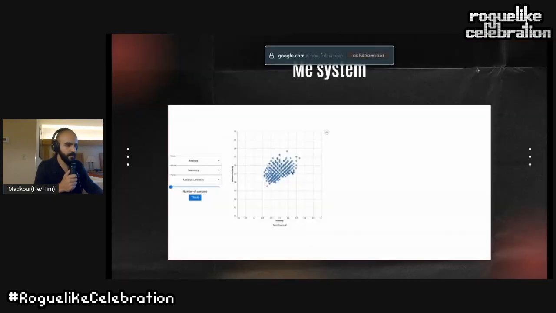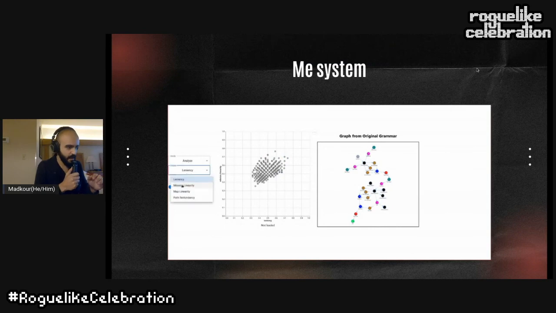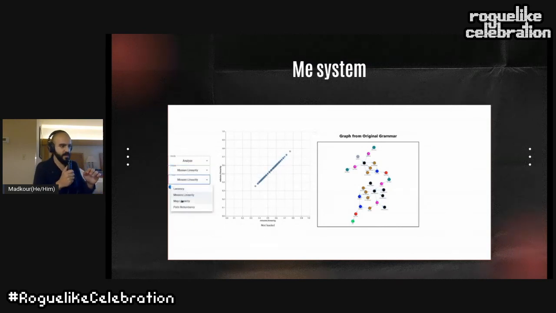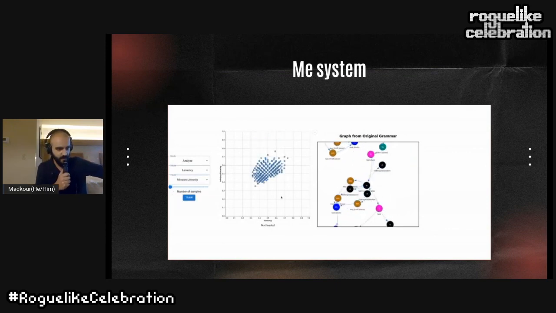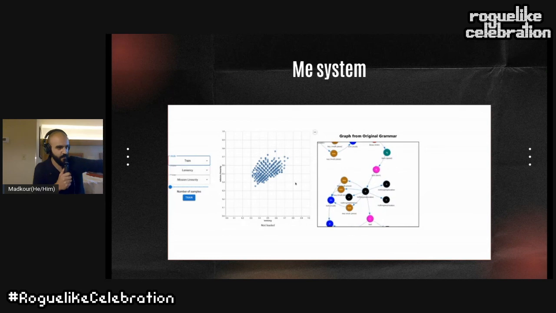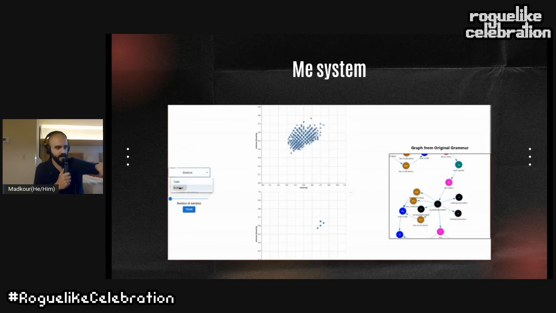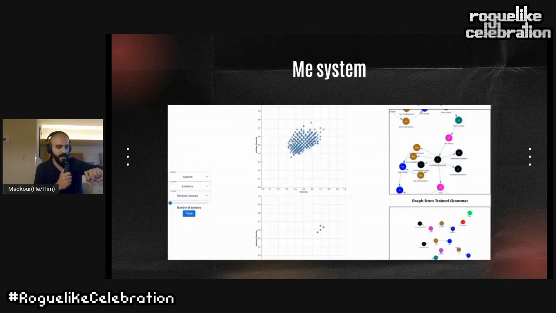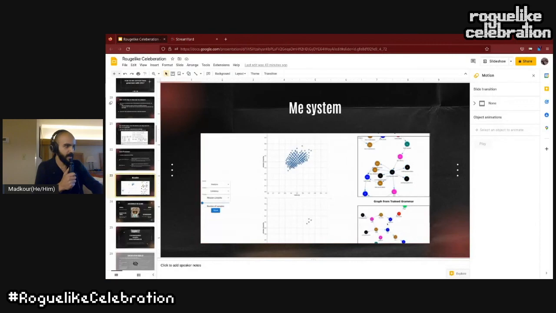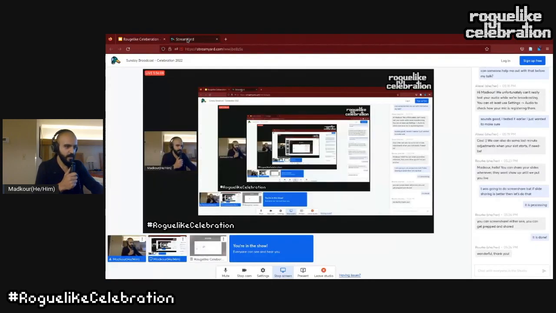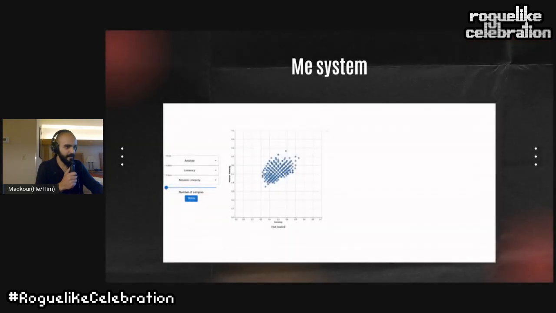Okay, so I hope you can see the system. The system lets you analyze the graph grammar by looking at things and seeing the corresponding graph, and then it lets you select a region, train on it, and then see the resulting thing. And that's my system. Short, hopefully sweet, and then let's switch back, please.